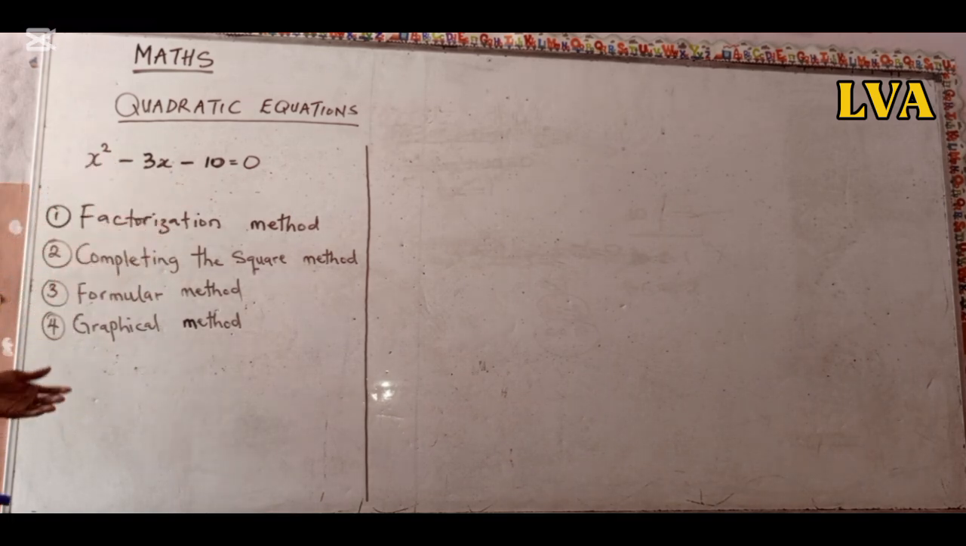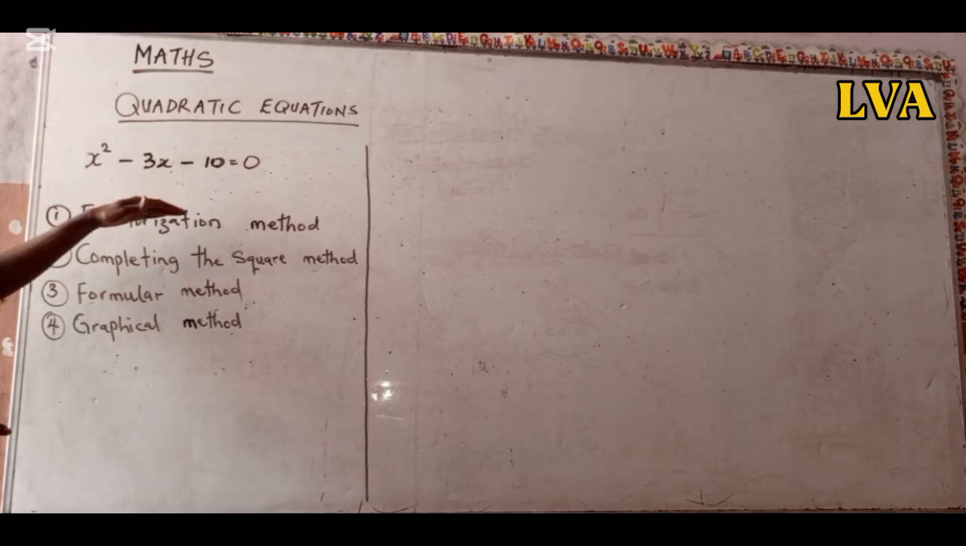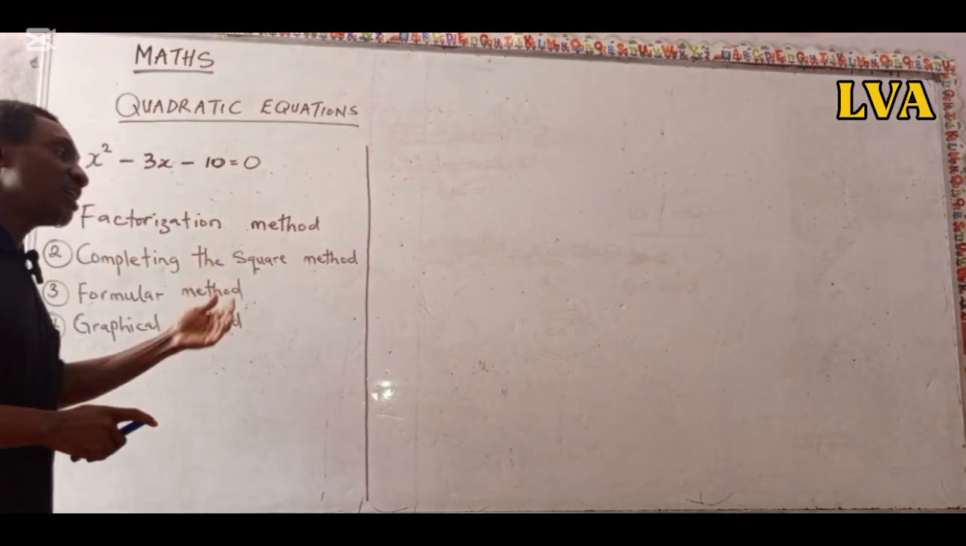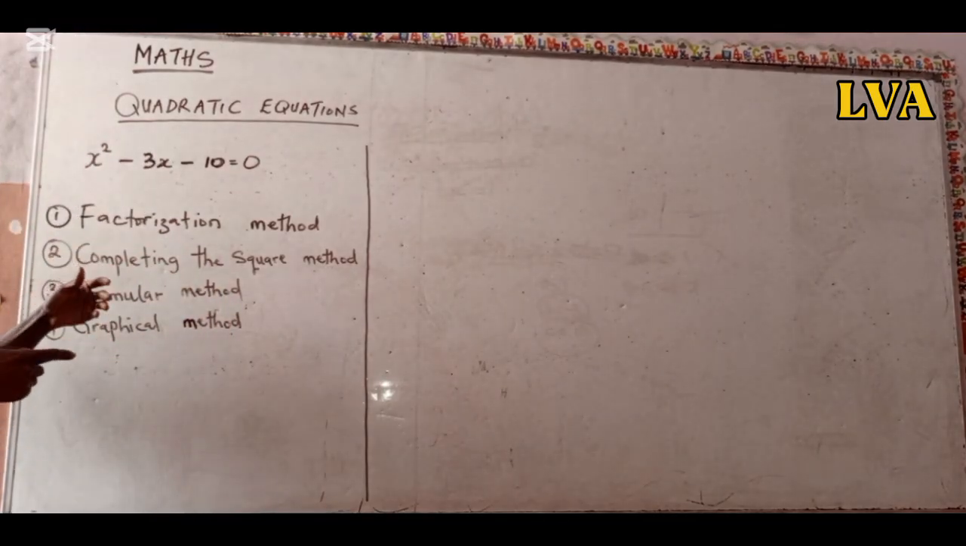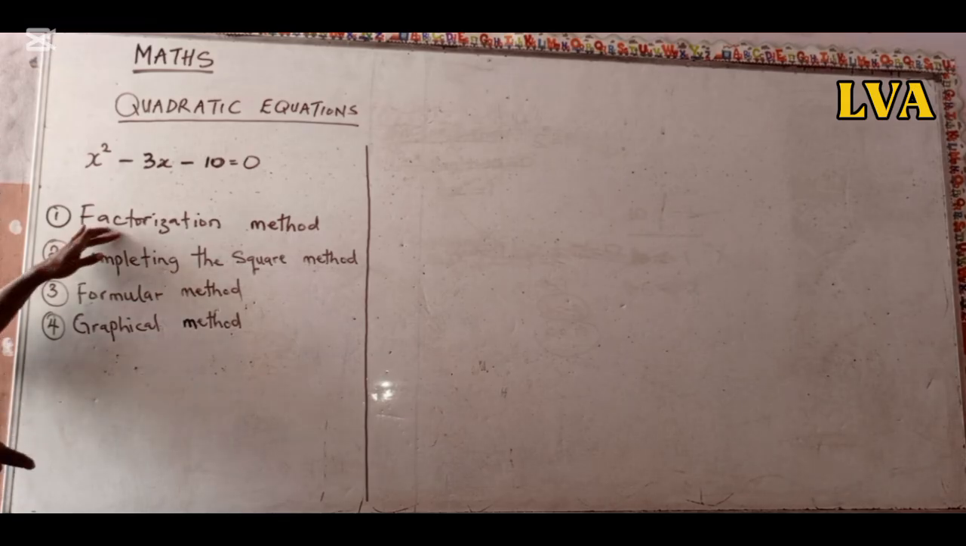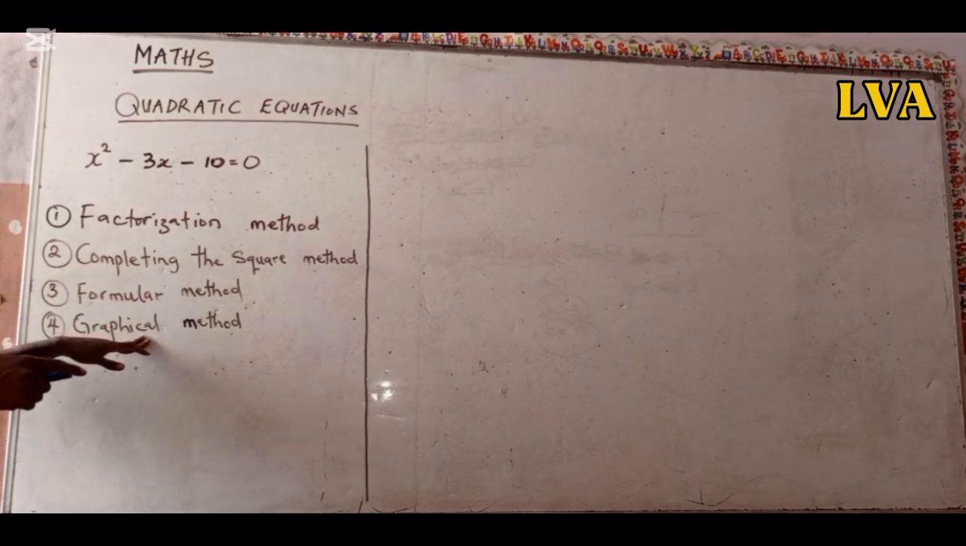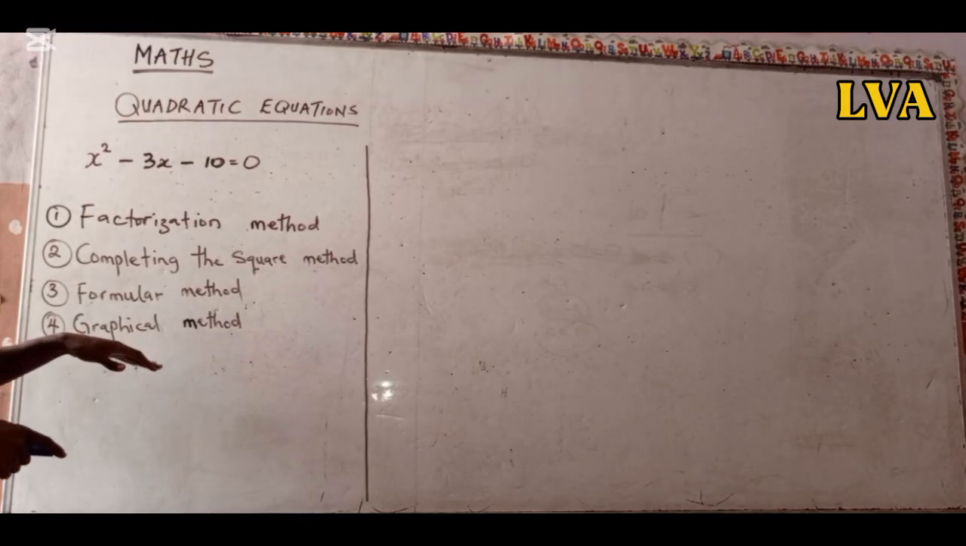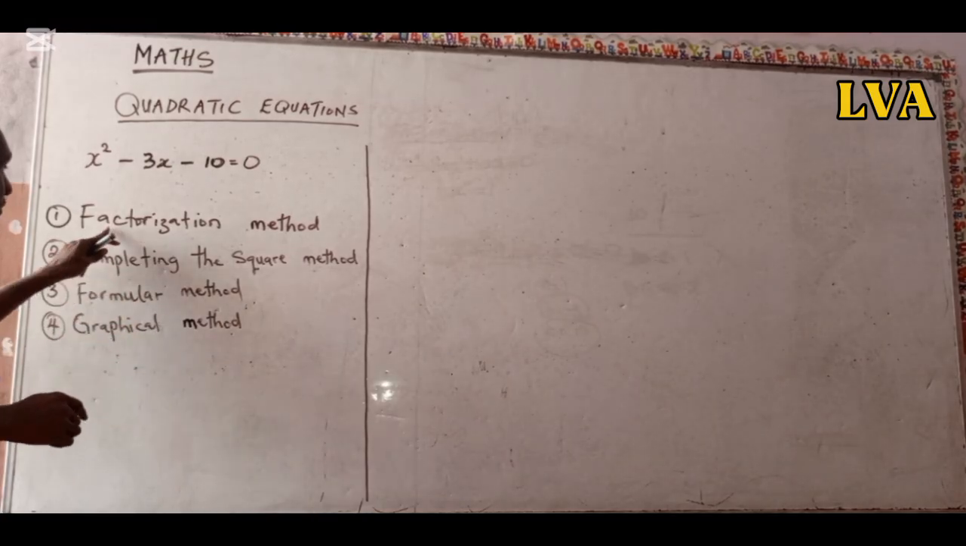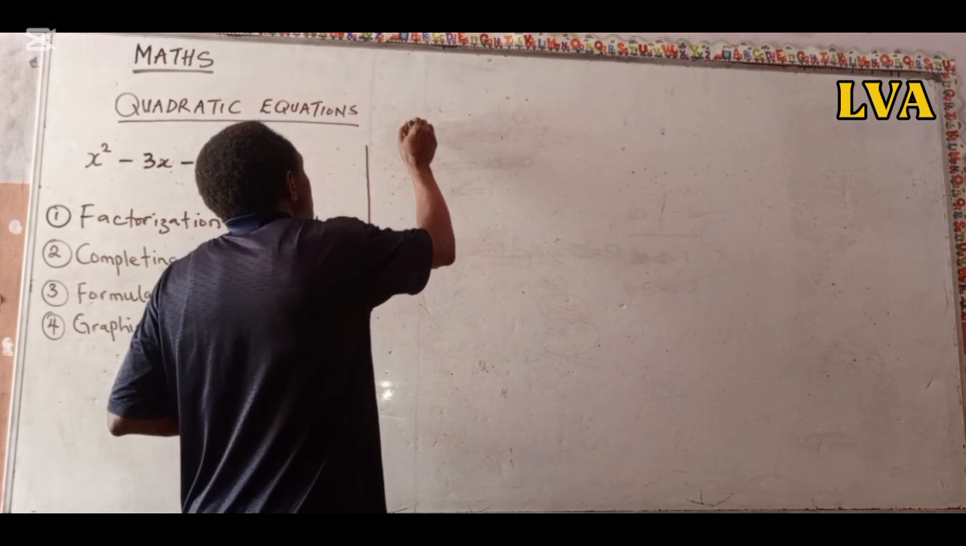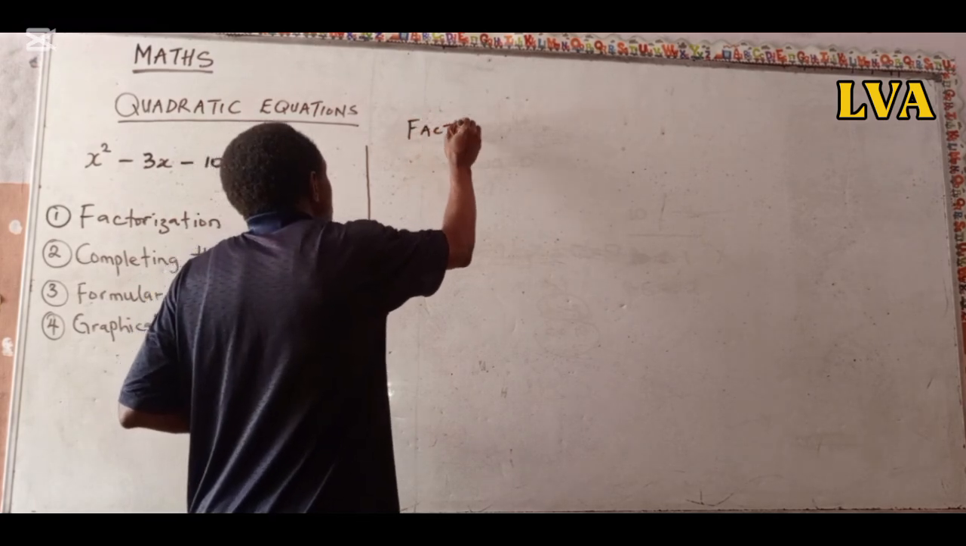So I can solve it using any of the methods I choose. I will show you how to solve using these 3 methods. And any method I use to solve it will give me the same answer. Whether you use factorization or completing the square or formula method or even graphical method, you will get the same answer when you solve it correctly. So let's look at the first method, which is factorization method.